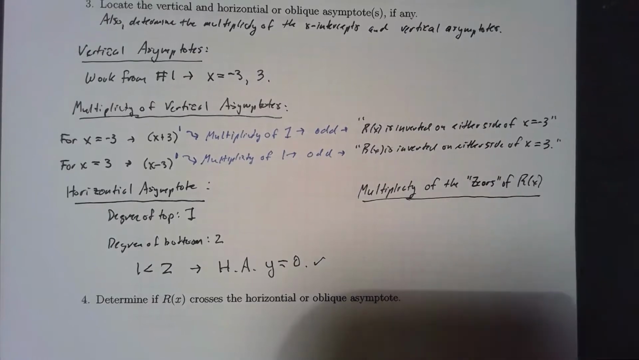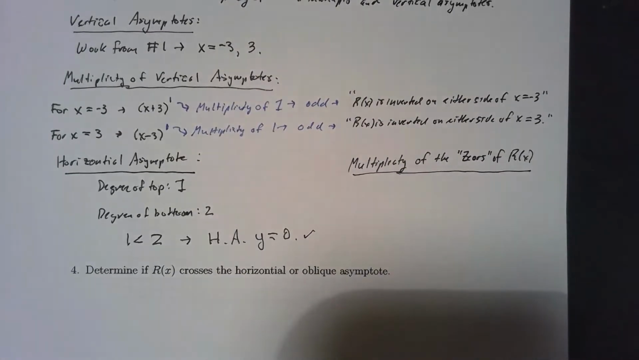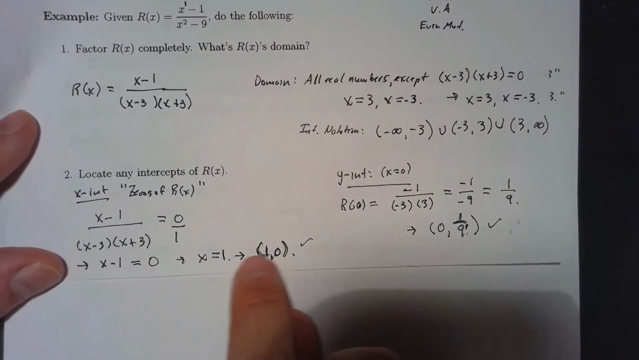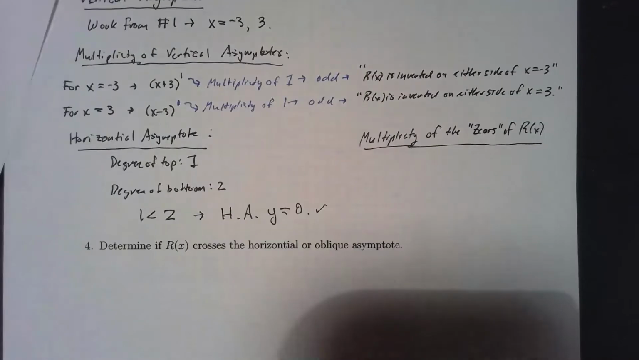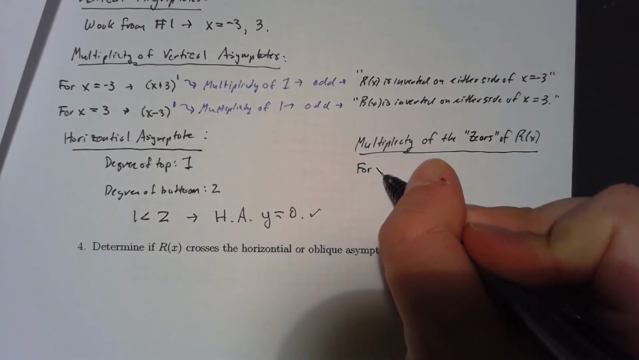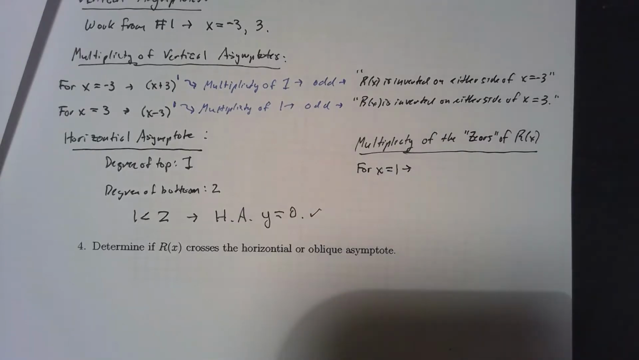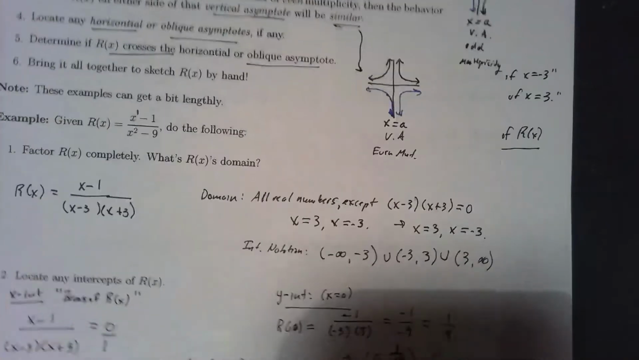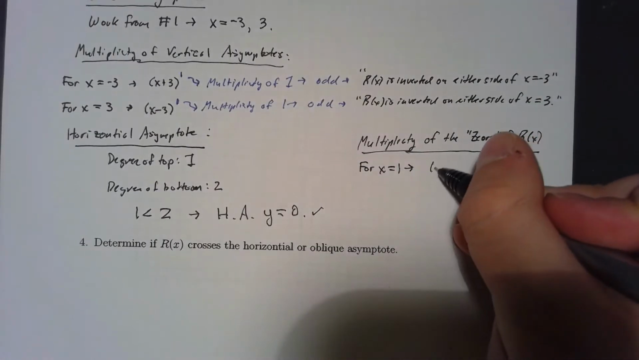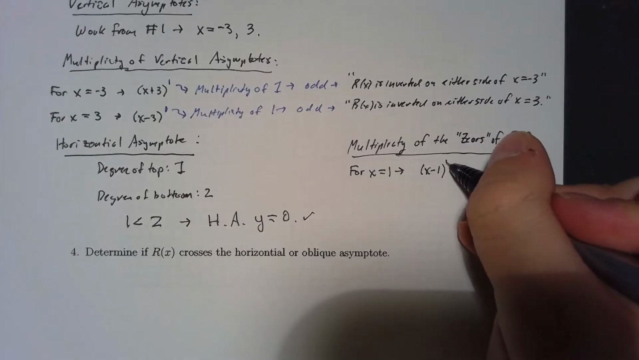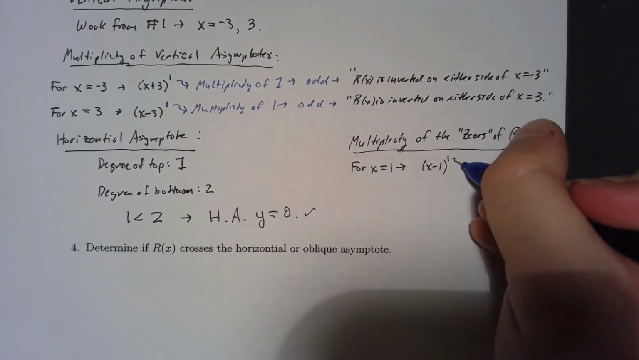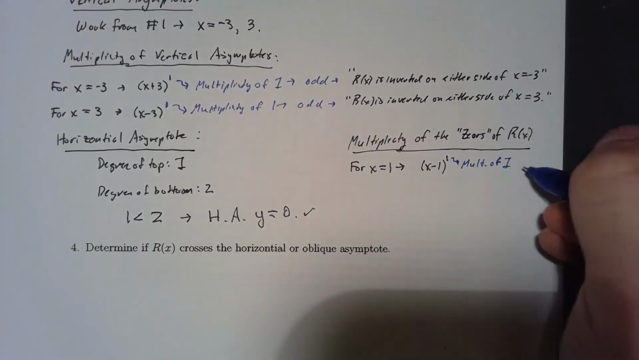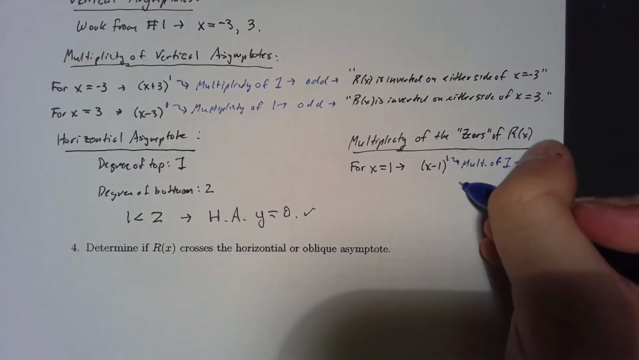Determine the multiplicity of the zeros of the x-intercepts. So the x-intercepts, there is only one. On number 2, the x-intercept was x equals 1. For x equals 1, that comes from what factor? X equals 1 comes from the factor x minus 1. And x minus 1 is raised to what power? 1. So that means it has multiplicity of 1. 1 is odd, which means what?